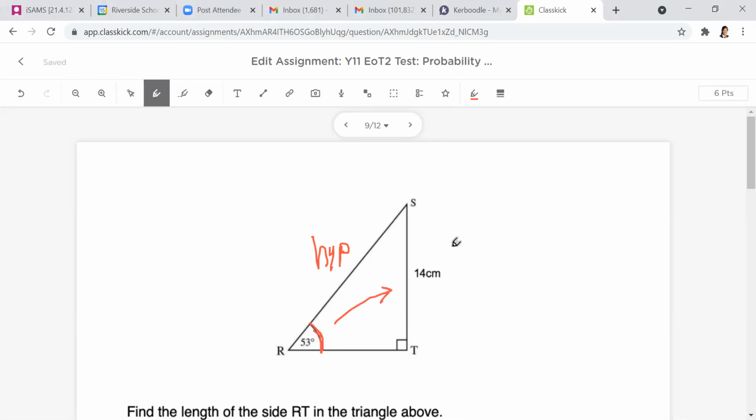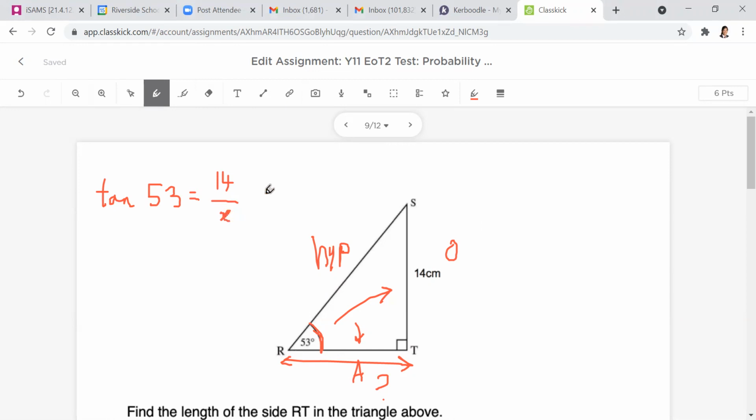So that means this guy is opposite and this guy is adjacent. And we're trying to find the adjacent. So I'm going to use tan, right? So tan 53 has to equal opposite over adjacent. 14 over, let's call it X.